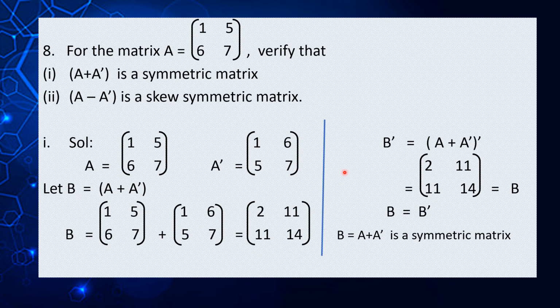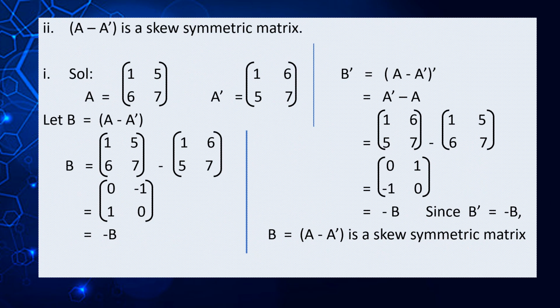Now we will find B transpose, which would be equal to the transpose of A plus A transpose, which would also be equal to A plus A transpose, which is equal to [2, 11; 11, 14]. So since it is equal to A plus A transpose, it is equal to B. So we get that B is equal to B transpose. Therefore B, which is A plus A transpose, is a symmetric matrix.